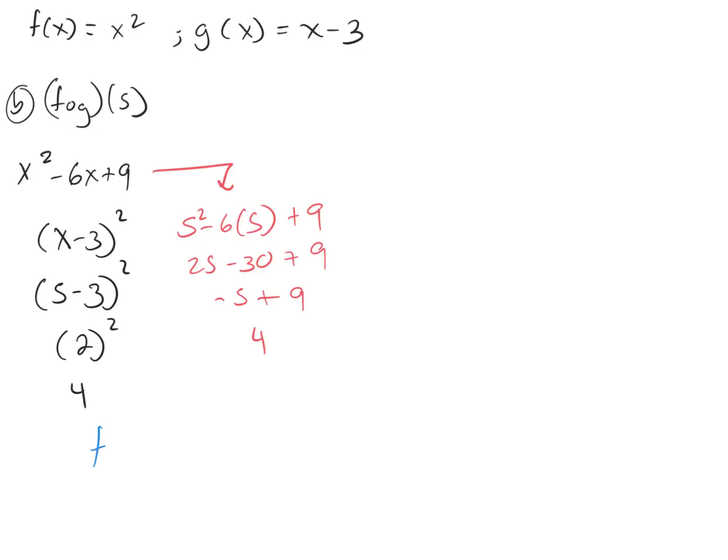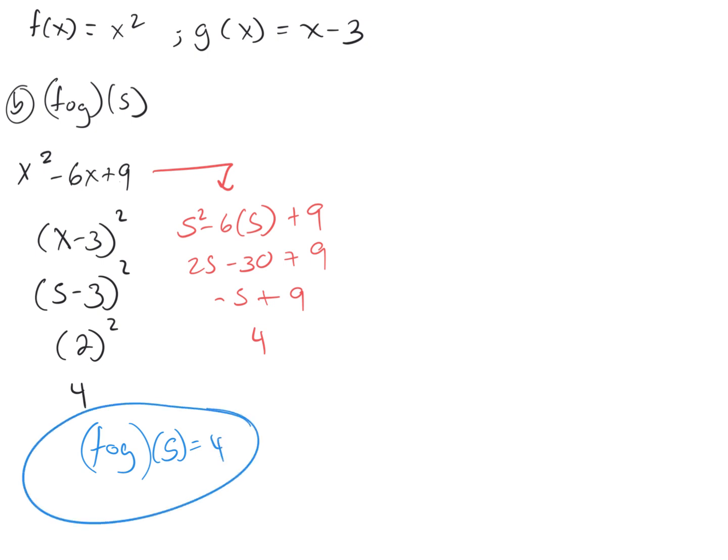Writing it down, f of g of 5 is going to equal 4. This is technically the solution at the very end, how you write it.